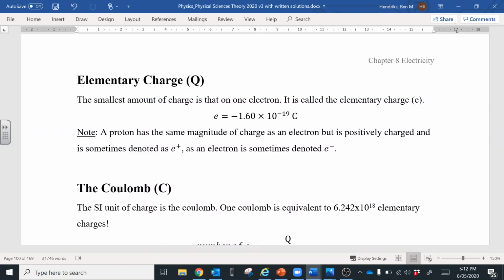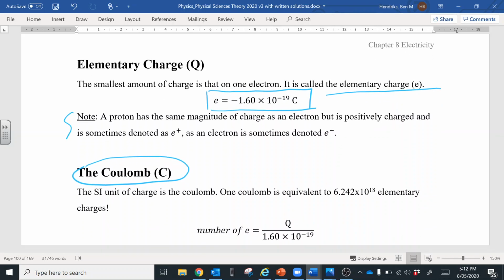Alright, so now moving on to the elementary charge of a particle. The smallest amount of charge, the elementary charge, is that on one electron. It is called the elementary charge, and here is the value. For an electron, it's negative 1.6 times 10 to the negative 19 C, and this C stands for Coulombs, which is the SI unit for charge.